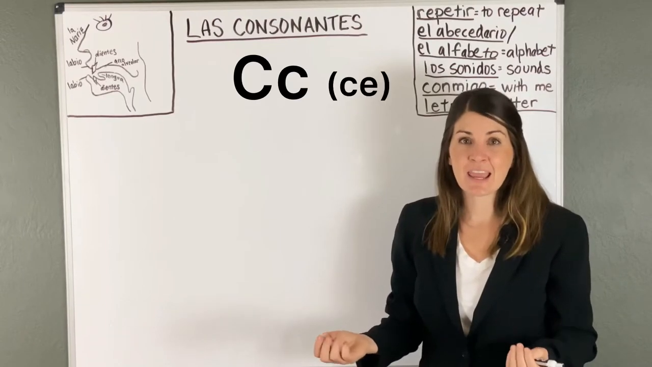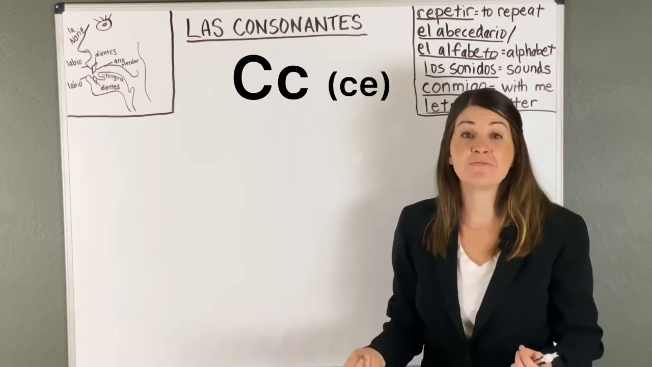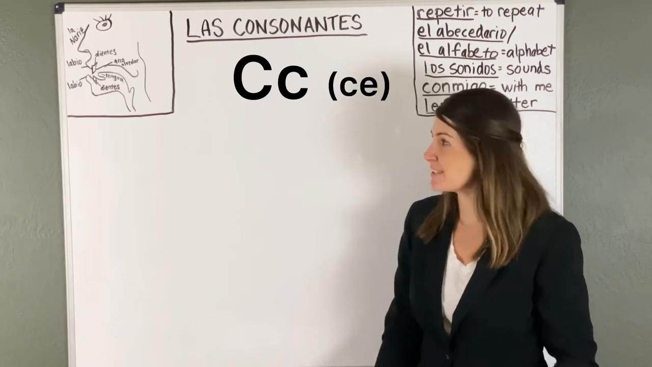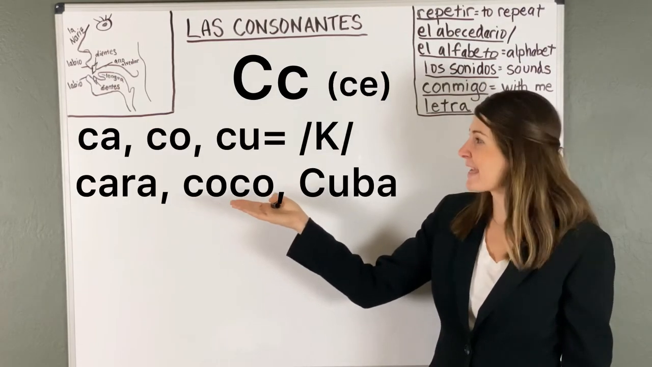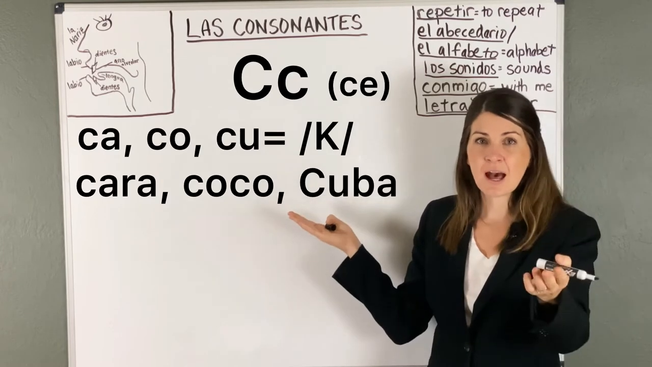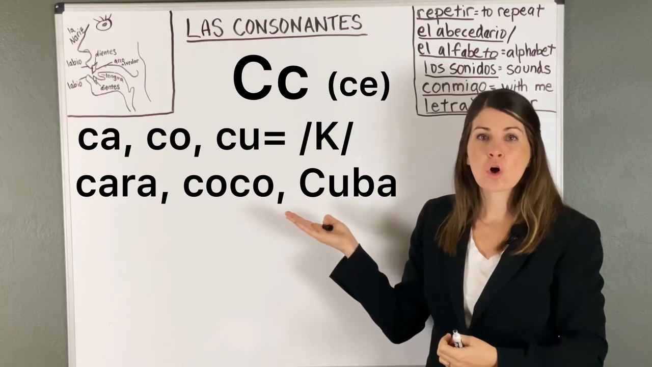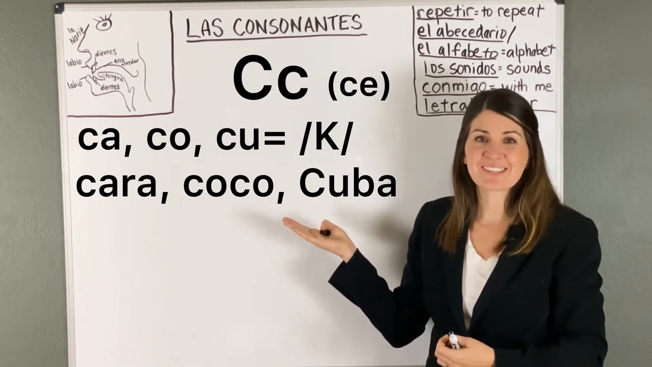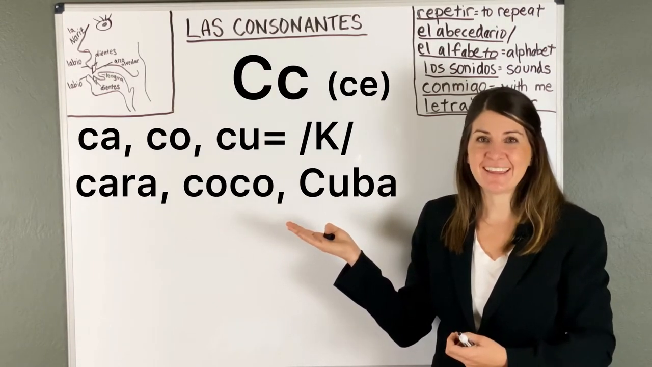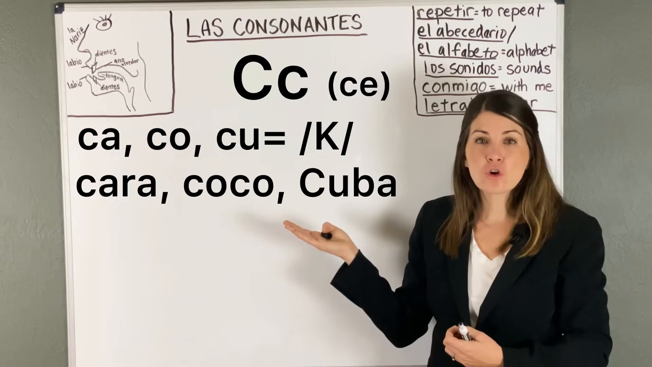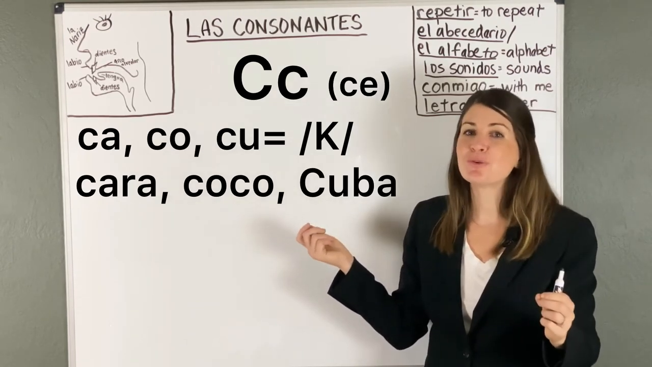La letra C en español produces two different sounds, depending on which vowel follows it. Let's look at these two categories. We have ka, ko, ku, which sounds like the K sound in English. Ka, cara. Ko, coco. Coco means coconut in addition to the nickname of the tatarabuela in the movie Coco. Ku, Cuba.